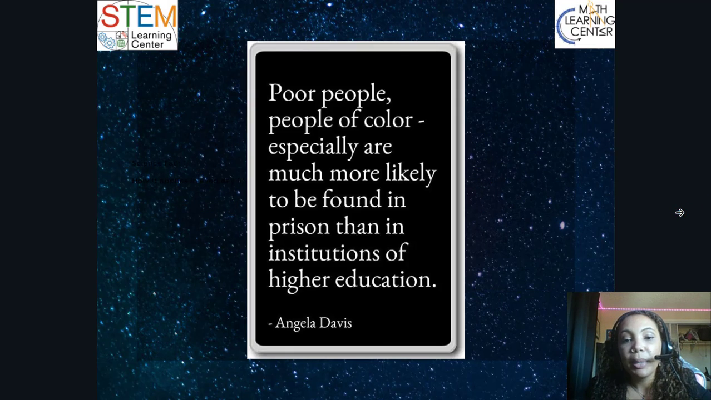Poor people and people of color especially are much more likely to be found in prison than in institutions of higher education. And this is a quote from Angela Davis. She is an activist, a very inspirational woman, and I admire her greatly. She is basically saying here that, think about when you are helping marginalized students, people that are a part of the minority, they're here in our center trying to better their life.